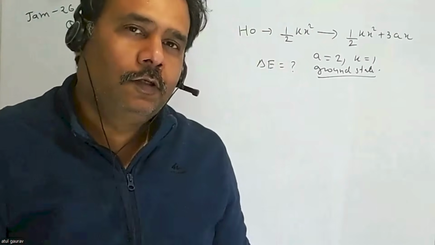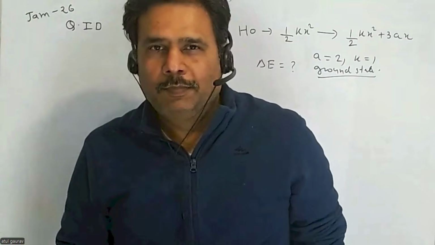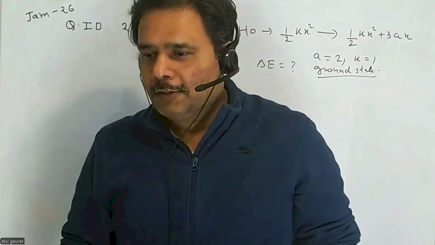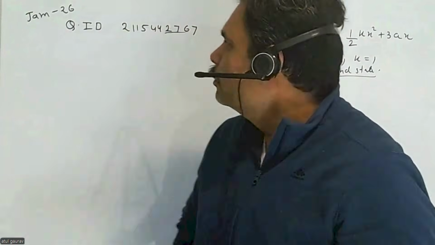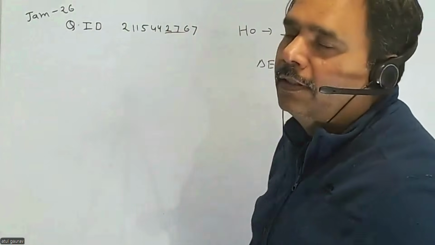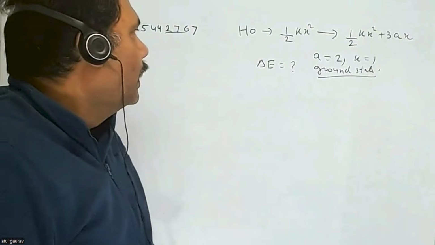So let's try to solve one more question from IIT JAM 2026, and this is again from quantum mechanics. A very straightforward question, again from your class notes. So students, you can see this is the question ID. I am just quoting your last four digits, 2767, because the initial digits will almost remain the same. So this question is from the harmonic oscillator.